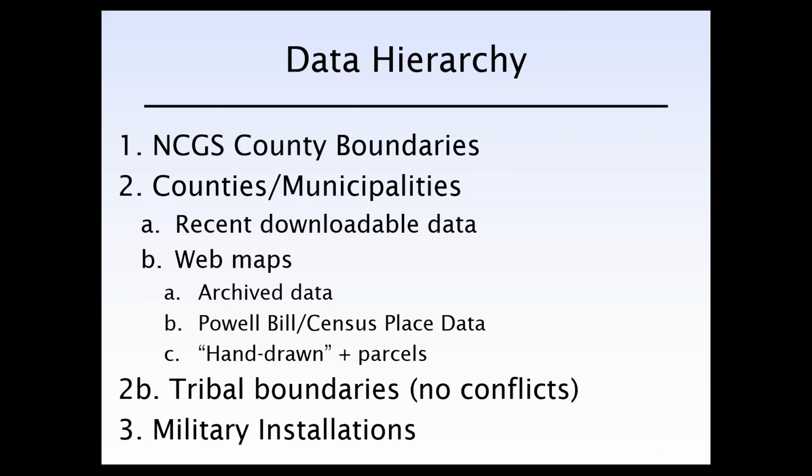So in the best cases, I could simply use archived data, maybe from that 2014 data set, if there weren't any changes during that time frame. Sometimes I used the PAL bill or census place data because those happen to be the best match. There were a few, very rare cases where I had to sort of hand draw the data to match what was shown in the web map.